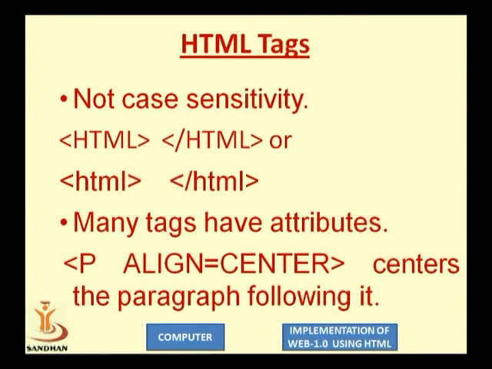So you can write anything in capital or small letters. Now, many tags have attributes. So here P is a tag. The P tag is used for the paragraph, and align is the attribute, right? Align means alignment. Align equal to, this sign is used for the attributes, right? Center, so whatever we write will be in the center. You can write left, you can write right, right? So these are the main attributes of the paragraph tag.